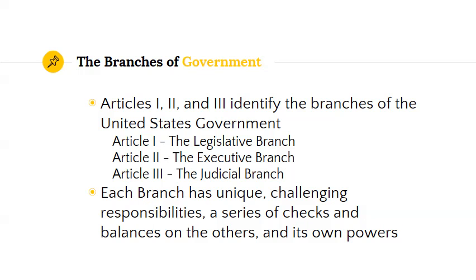First and foremost, we talk about the Constitution. And when we talk about the Constitution, we have to talk about Articles 1, 2, and 3. Articles 1, 2, and 3 set forth exactly what it is that we're going to be taking a look at in this entire project. So Article 1 sets up our legislative branch, Article 2 lays out the guidelines for our executive branch, and Article 3 gives forth the definition of what our judicial branch will be. Each branch has its unique, challenging responsibilities, a series of checks and balances on the other, and its own specific powers.